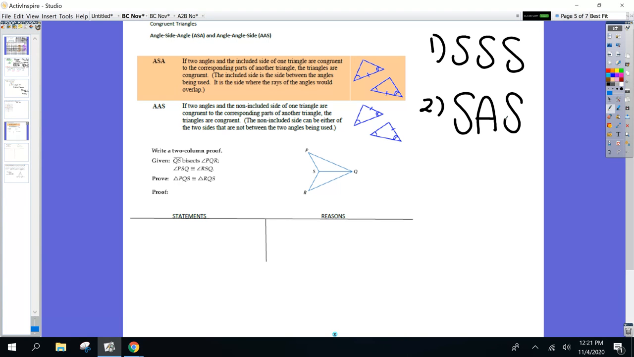So I already have side, side, side from yesterday. I have side, angle, side, where the angle's in between the 2 sides. Here's method number 3 to prove 2 triangles congruent, ASA. I think some of you guys, based on the work we did yesterday, know what ASA stands for. Angle, side, angle. And some of you are like, oh, wait a second. That S is in between the 2 A's.